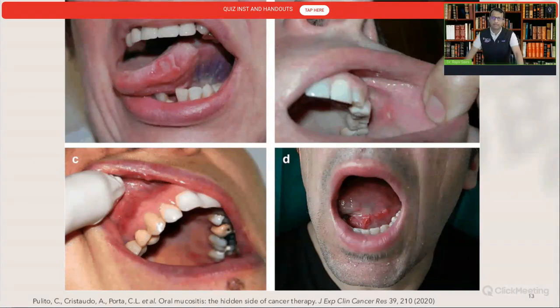These are the typical clinical pictures of oral mucositis lesions. You can see that the ulcers are on the tongue, the buccal mucosa, the floor of the mouth, and the hard palate. So each and every part of the oral cavity is affected by mucositis.